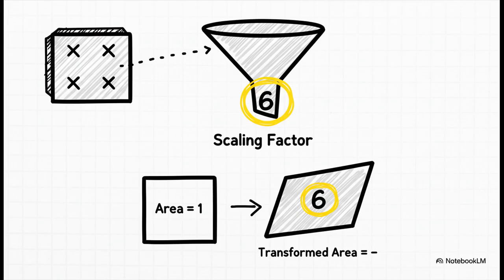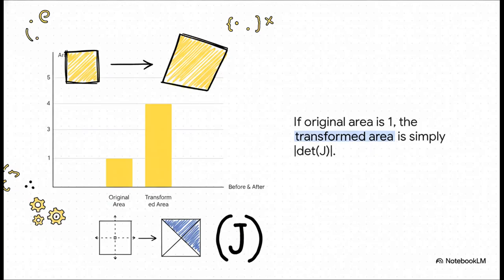This one number gives you the magic scaling factor. It tells you exactly how much an area or volume grows or shrinks after the transformation. And the relationship is beautifully simple.